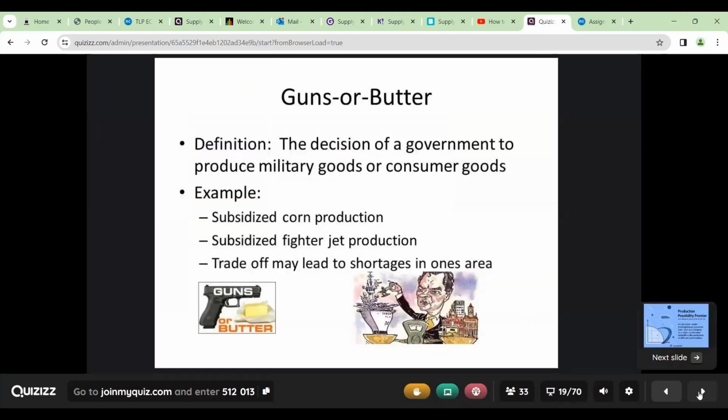And then guns or butter. So definition, the decision of government to produce military goods or consumer goods. So there's a lack of a balance with providing military and consumer goods, and the government struggles with that. They usually support one over the other, and there's no balance. So it's a struggle to balance the domestic and foreign policy, and they struggle with that constantly. There are usually shortages in one area because they're focusing too much on another area. So it's usually one or the other. They're focusing too much on domestic or too much on foreign policy. So it's very hard to balance both.